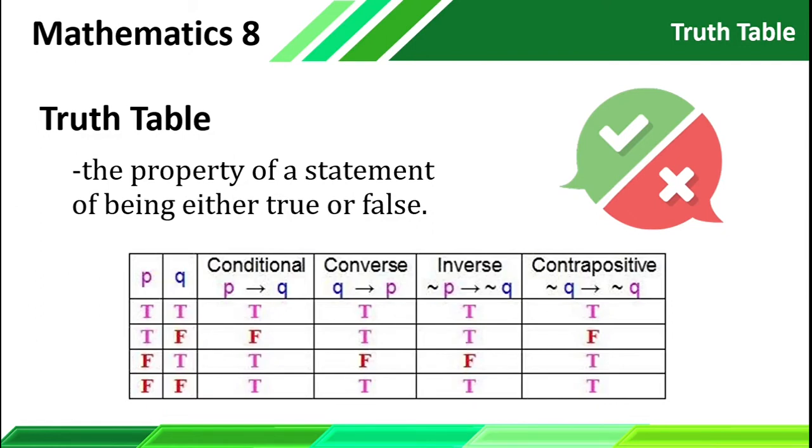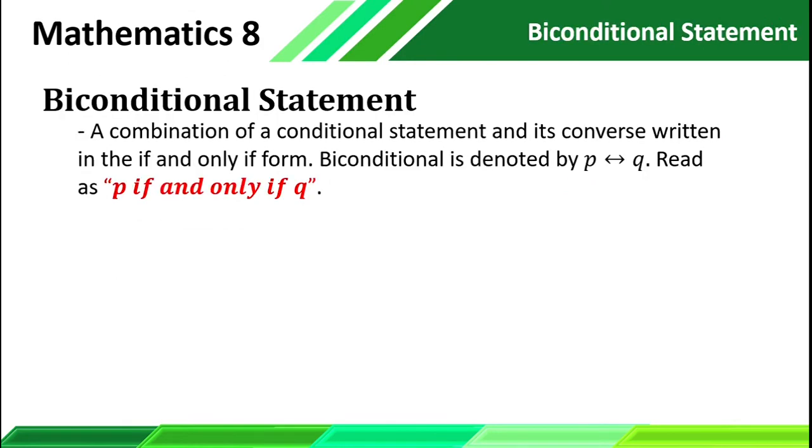And if the hypothesis is false and our conclusion is true, therefore the conditional and the contrapositive are true, but the converse and inverse are all false. And if the hypothesis and the conclusion are all false, then our conditional, converse, inverse, and contrapositive statement are all true. Now let's have our last statement, which is the biconditional statement.